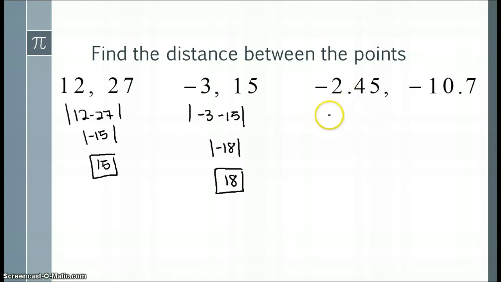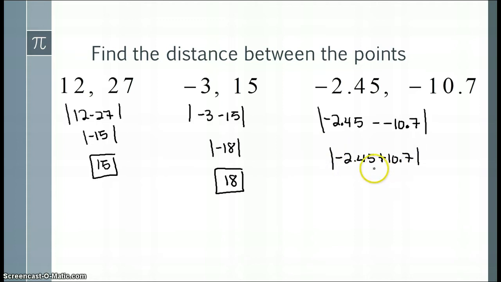Loads of fun when we throw decimals in the mix. So I'm going to have negative 2.5 minus a negative 10.7. Just as a reminder, we never ever subtract negatives. So this is really negative 2.5 plus 10.7. If you want to, you can plug that in your calculator, or you can actually subtract it. I know that if I take 0.7 and I take away 0.45, I'm going to get 0.25, and 10 minus 2 is going to give me 8. So however you want to subtract that out, I'm completely okay with.